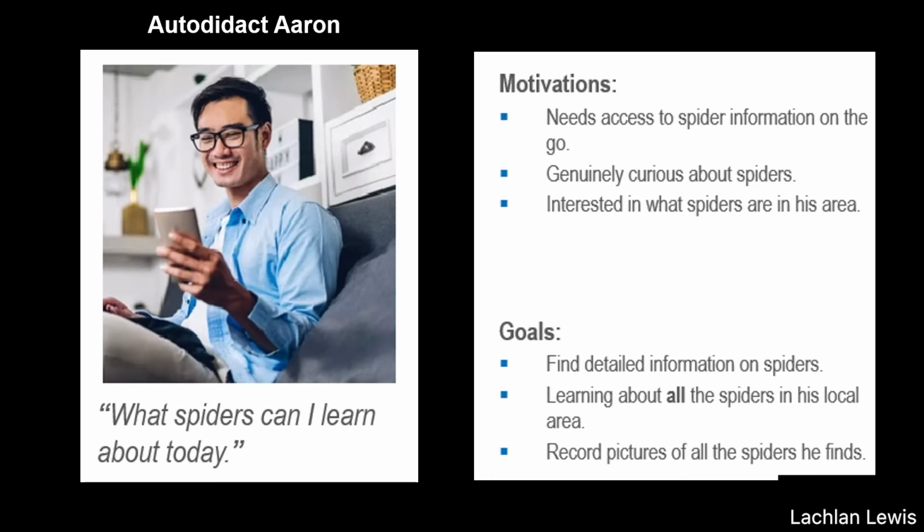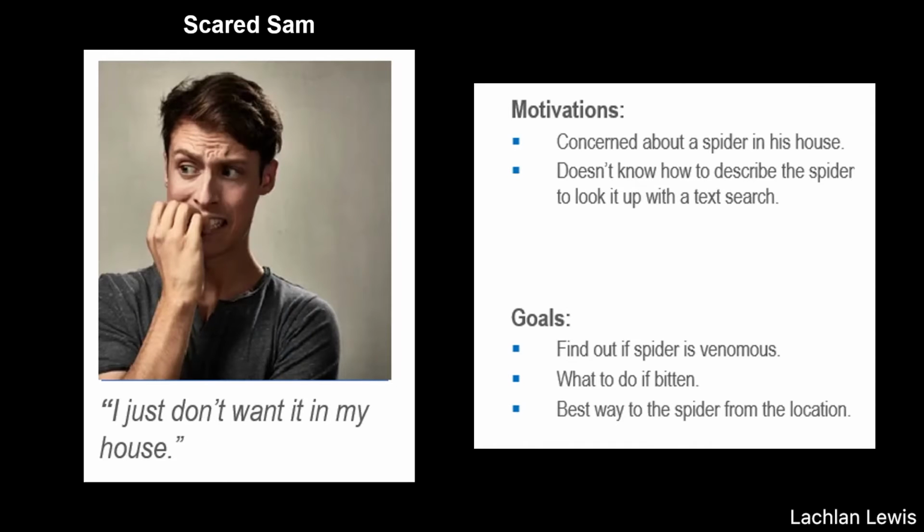The persona of Scared Sam, on the other hand, is someone who is quite scared of spiders and uses the application sparsely and for a very specific use case. That is, to find out if the spider in his room is dangerous to him and how he's going to get rid of it. He uses the spider scan feature to identify the spider and determine its danger, and that's it.